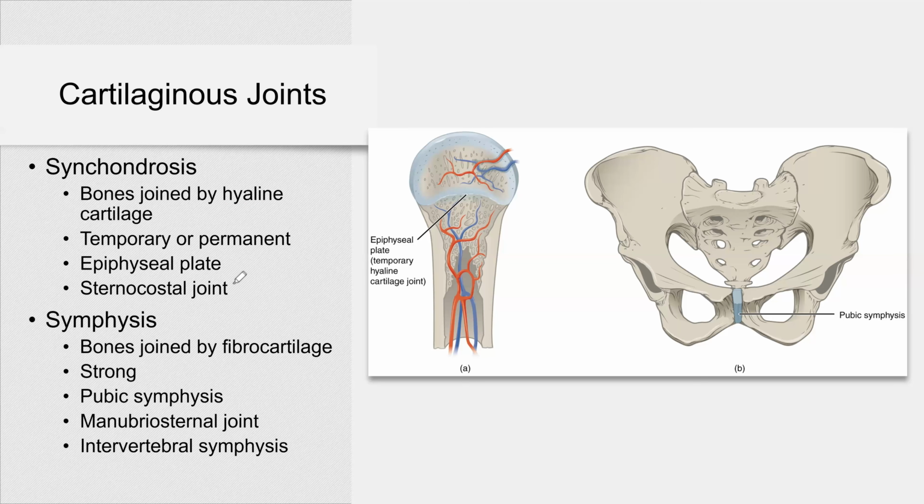Or it can be the sternocostal joint, where ribs connect to the sternum. Fibrocartilage between bones forms a symphysis. It's a strong joint. Examples include the pubic symphysis, shown right here between two hip bones, and the manubriosternal joint. The manubrium is the upper part of the sternum, and then we have the body of the sternum. Intervertebral discs are also an example of symphysis. So cartilaginous joints are synchondrosis and symphysis, based on the type of cartilage, hyaline cartilage or fibrocartilage.